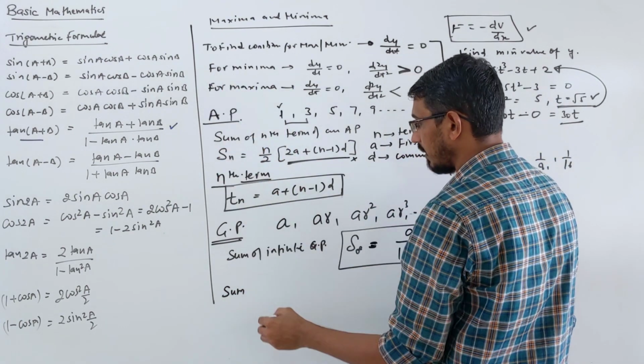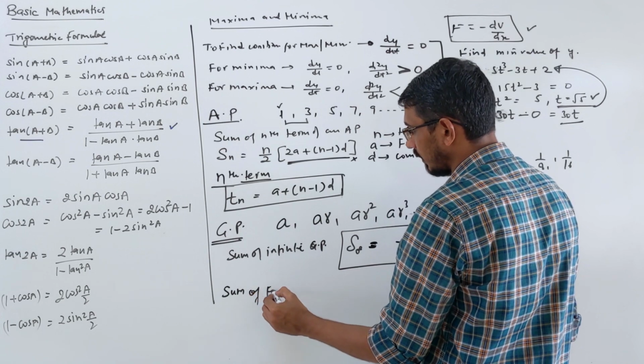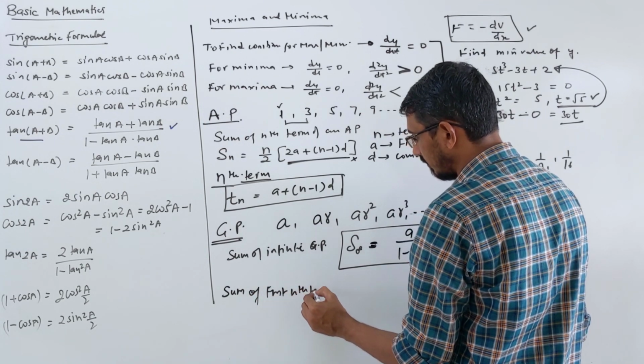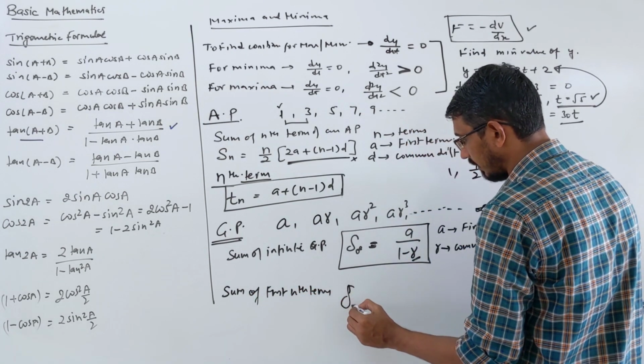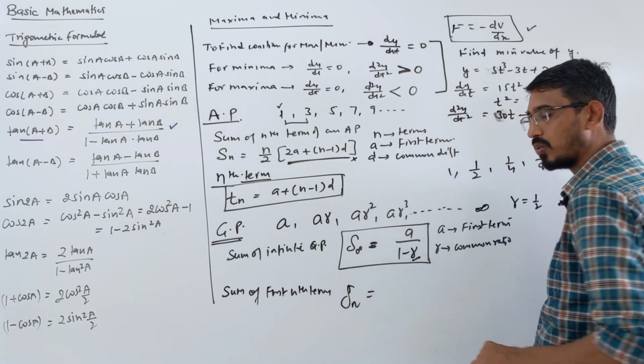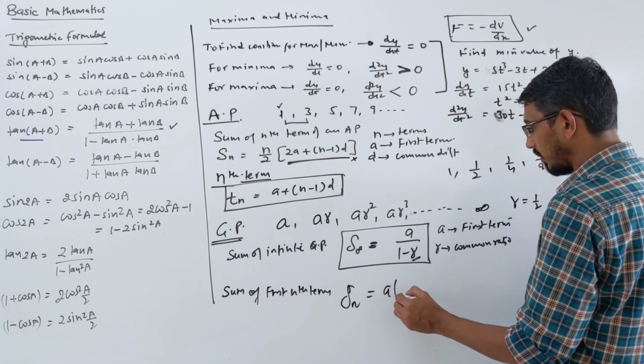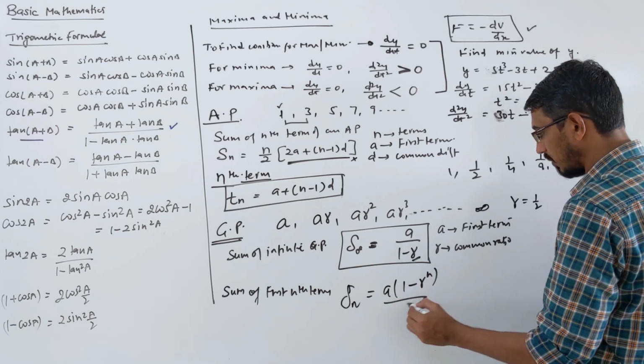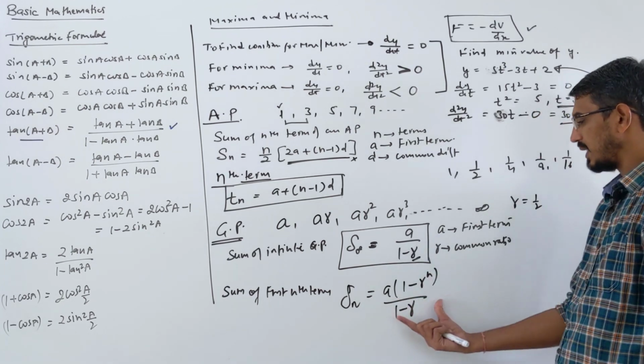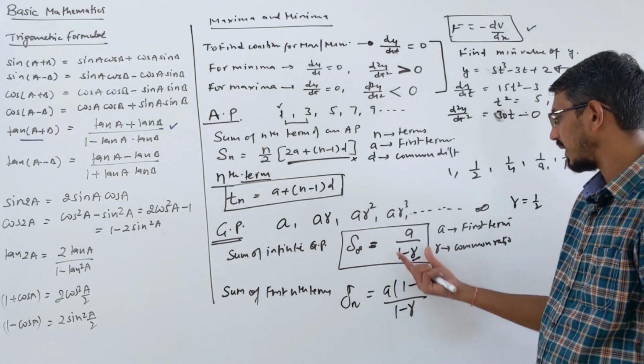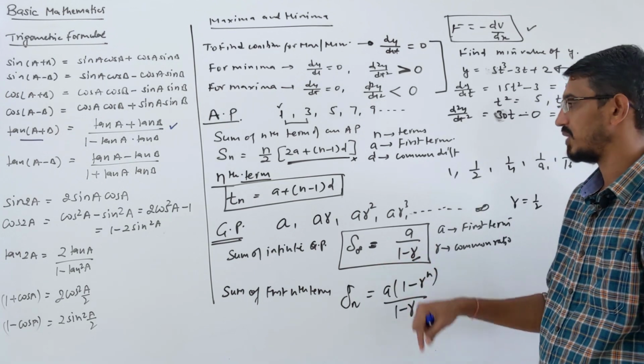If you want to calculate the sum of the first n terms, we don't need that actually. They never ask this type; they are asking the infinite sum. The finite one becomes a upon 1 minus r to the power n upon 1 minus r, but they did not ask like this to us. They have asked the infinite question many times in different chapters.